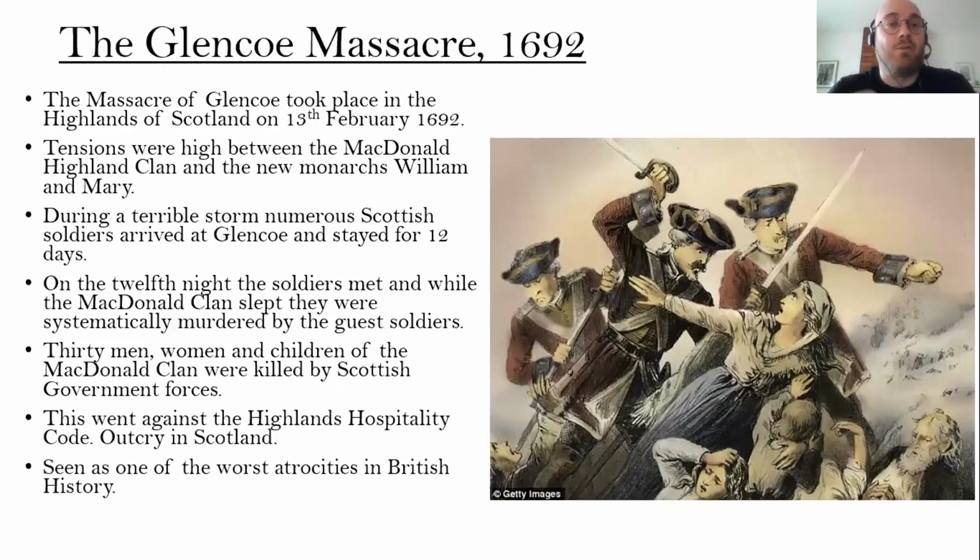So the Massacre of Glencoe took place in the Highlands of Scotland on the 13th of February 1692. Tensions were really high between the MacDonald Highland clan and the new monarchs of England and Scotland, William and Mary. And during a terrible storm, numerous Scottish soldiers arrived at Glencoe and stayed for 12 days. And then on the 12th night, the soldiers met in the dead of night. And while the MacDonald clan slept, they were systematically murdered by the guest soldiers. 30 men, women, and children of the MacDonald clan were killed by Scottish government soldiers.